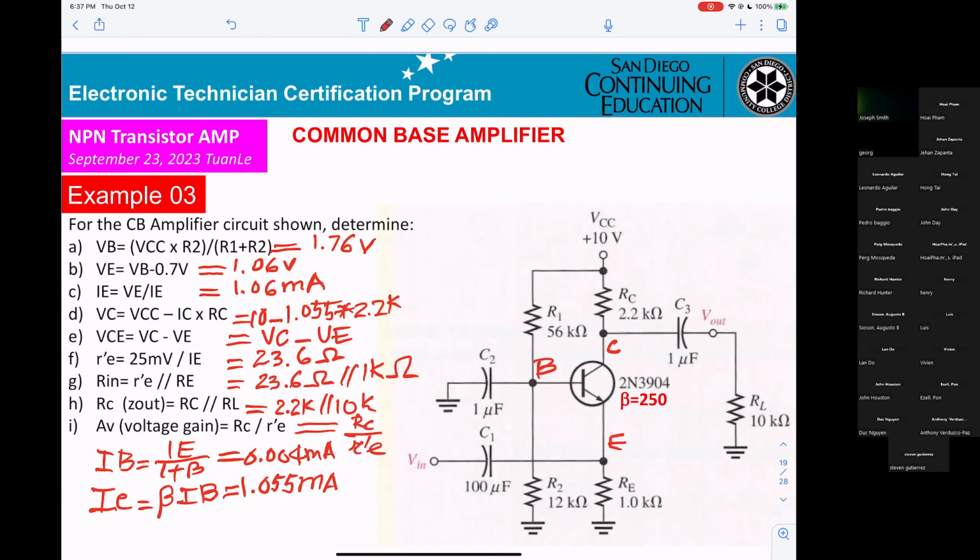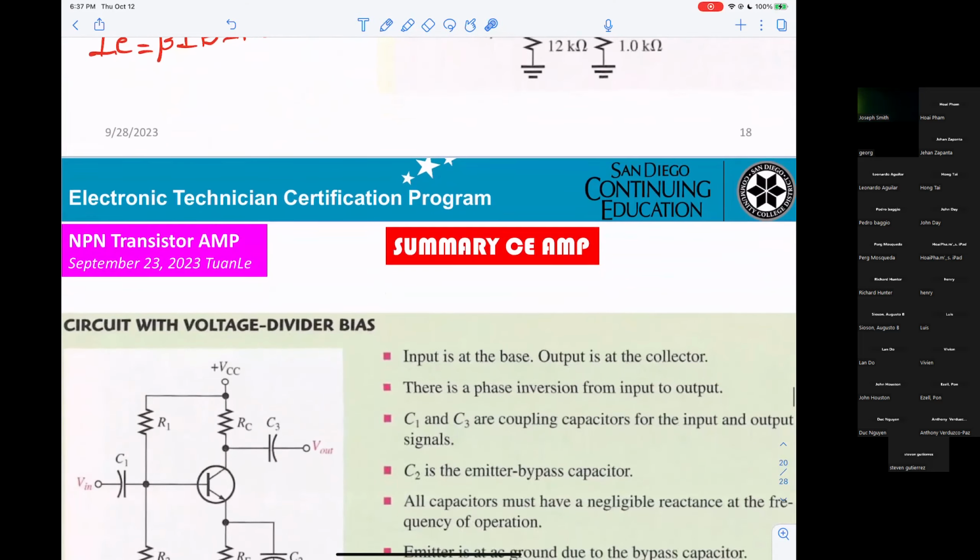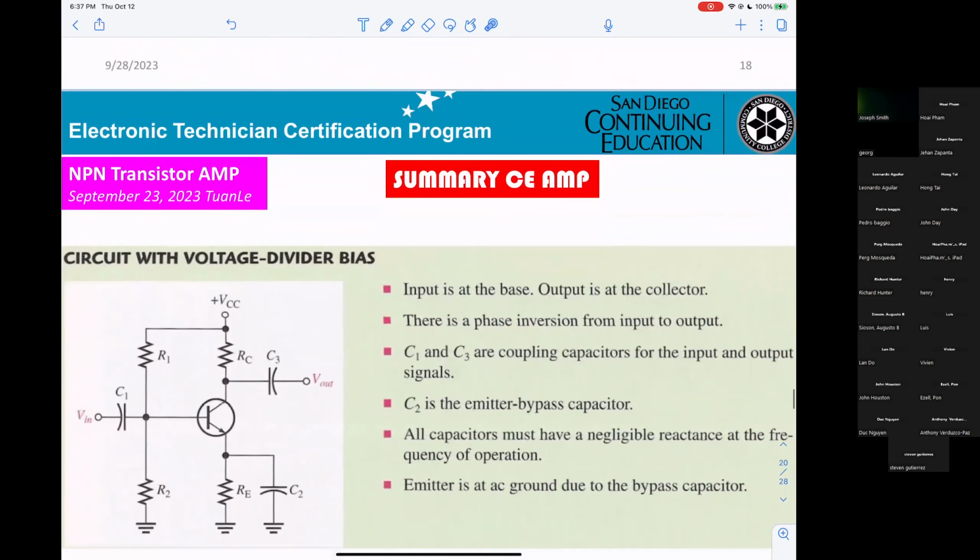Okay, so I gave you one of the formulas. If you get the time, you have to go through it. Now summarize. This is the CE amplifier. They summarize everything you need to know for common emitter.